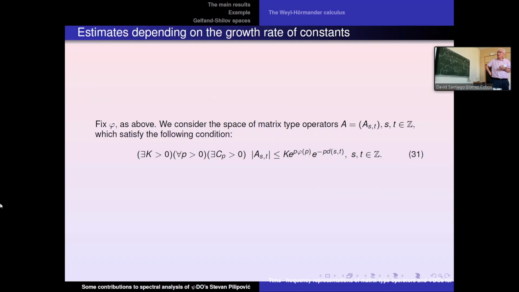So this is the main theorem. If there exists a constant k such that for every p one has e to the power p phi of p e to the power minus p dst. So now I have my constant which grows together with p. This is what I wanted actually. But somehow, how to control this constant, this was the problem.